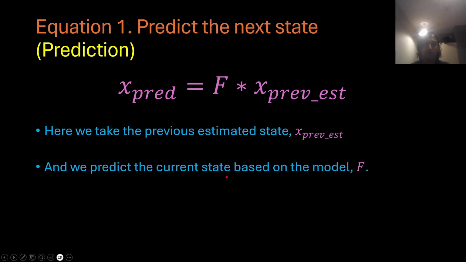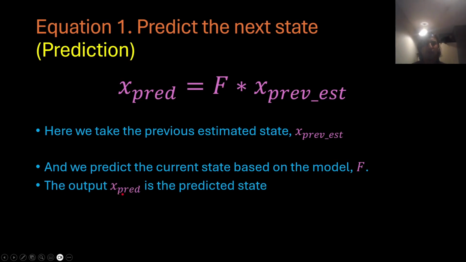And we predict the current state based on the model f. So f is our model. F could be a bunch of mathematical equations, but it's typically a big matrix that you multiply with your previous estimate, and that's the model. The model is the matrix. So you get your prediction by taking the last estimate and multiplying it by the model.